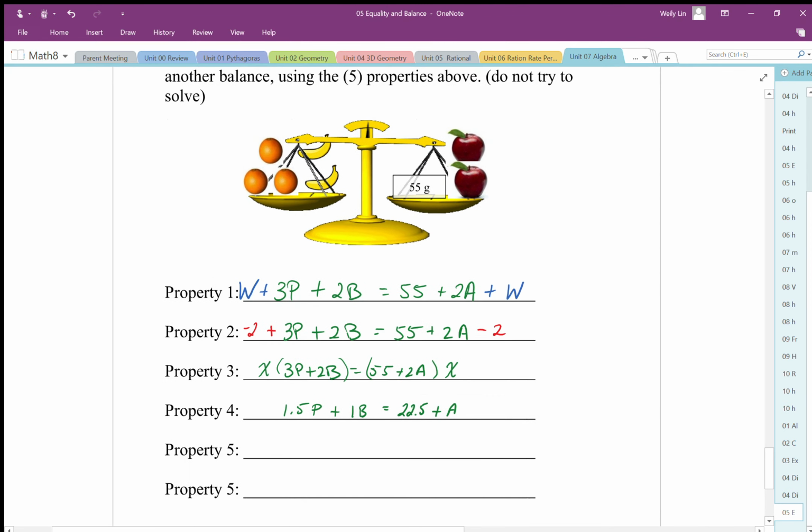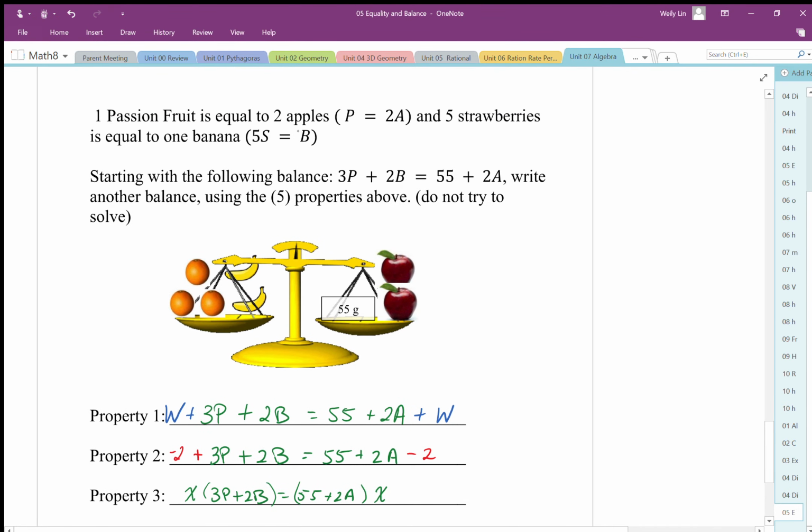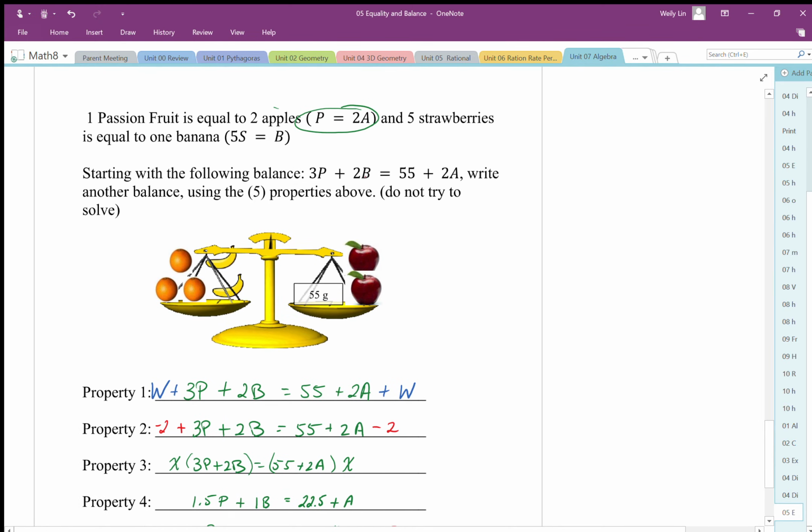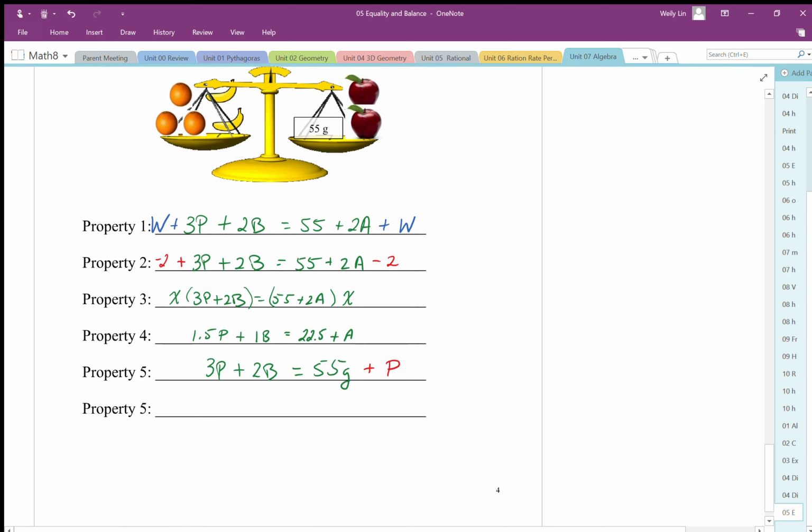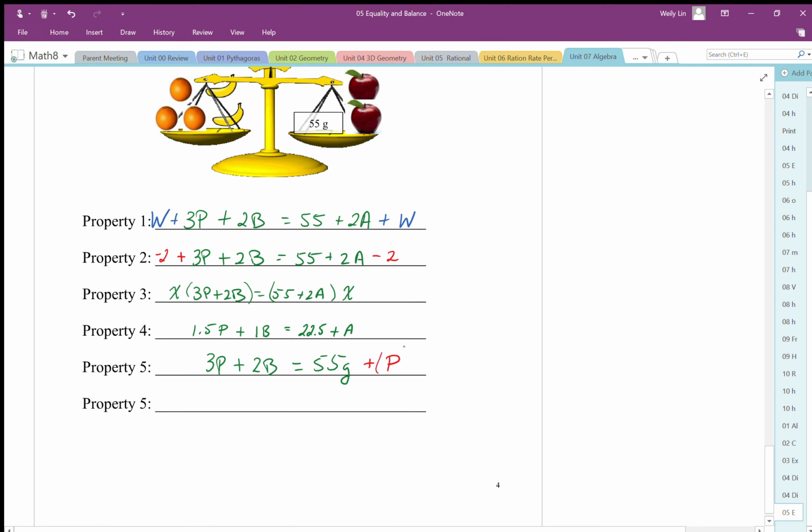And lastly here, property 5 is like for like replacement. So what I can do is I can use some of these equivalences and do like for like replacements. And again, you need to do something different than mine, but I'm going to take these two apples, and I'm going to replace that with a passion fruit. So my balance now looks like this. 3 passion fruits plus 2 bananas equals my 55 grams. And I'm going to replace my apples. Instead of plus 2 apples, I'm just going to say plus 1 passion fruit, because I know that my 2 apples can be replaced. I can take that out and replace that with the passion fruit. So there is a like for like replacement. Okay, so I'm just going to put that in brackets, so plus P.